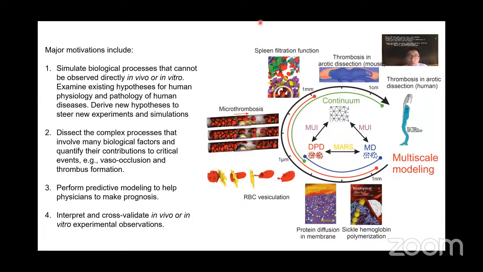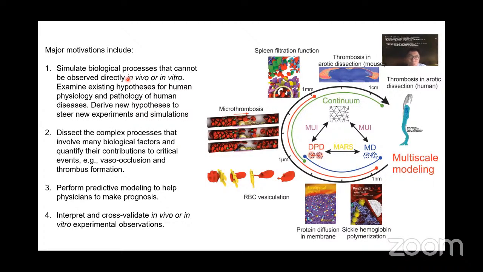So the motivation of making all this computational modeling is that first we can simulate some biological process that cannot be observed from the experiment, either in vivo or in vitro. Also, we can use computational models to examine existing hypotheses for human physiology and pathology of human diseases. And also we can derive a new hypothesis to steer new experiments and new simulations.